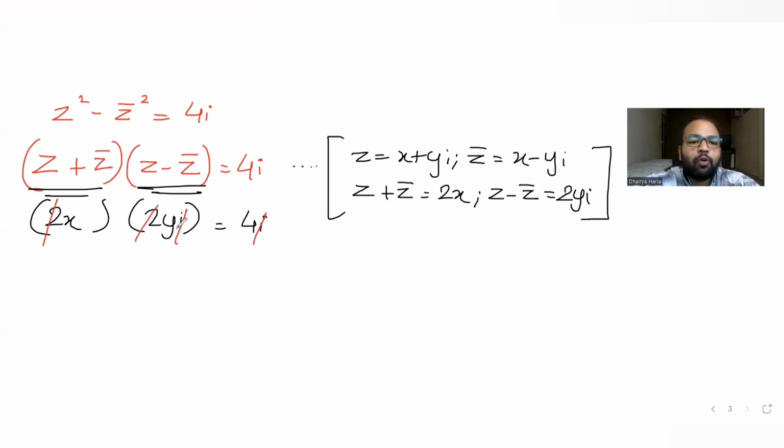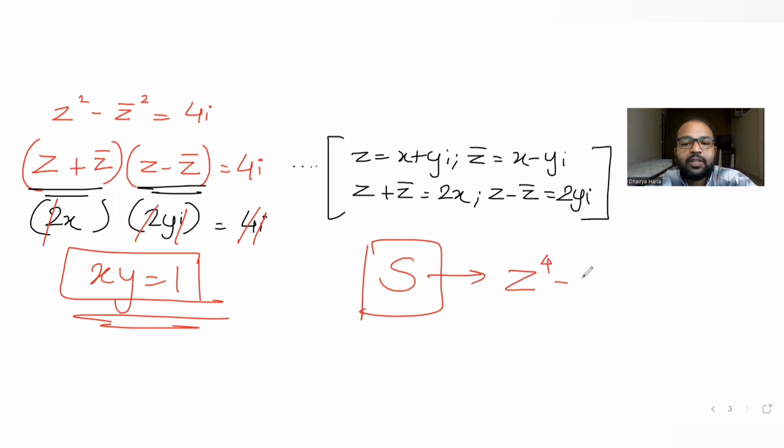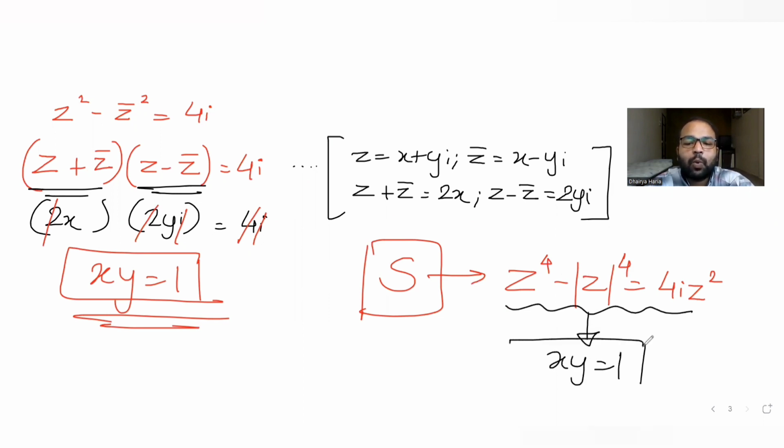2 into 2 becomes 4, which gets cancelled out. So what are you left with? xy is equal to 1. So now you understand that S, which is the set of all the complex numbers satisfying the expression z raised to 4 minus mod of z raised to 4 equal to i z square, that expression which I simplified gives me the result x into y is equal to 1. So all the complex numbers which satisfy this expression also satisfy this result, which is the product of the real part into the imaginary part being 1.